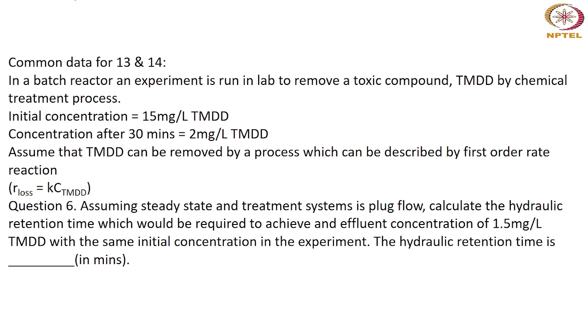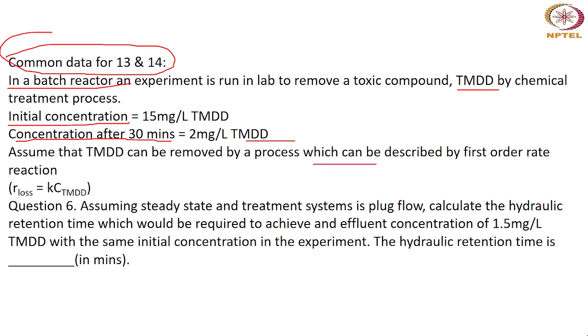So the next question is common data for the next two questions, 13 and 14. In a batch reactor, an experiment is run in the lab to remove a toxic compound, called TMDD. The initial concentration is 15 mg per liter of TMDD, and the concentration after 3 minutes was found to be 2 mg per liter of TMDD. Assume that TMDD can be removed by a process which can be described by a first order rate reaction.